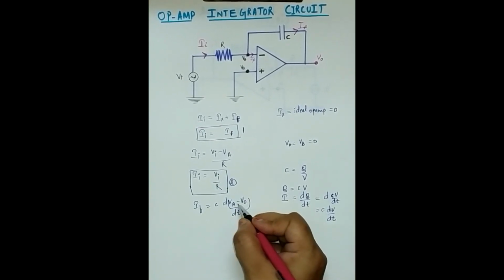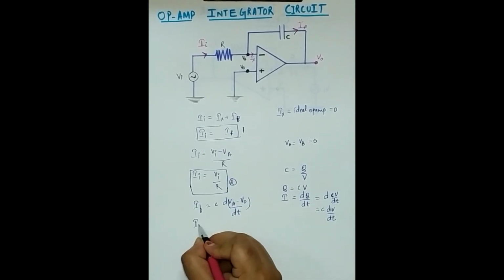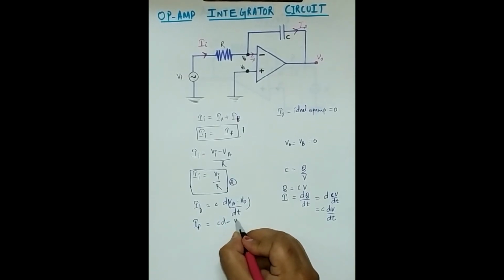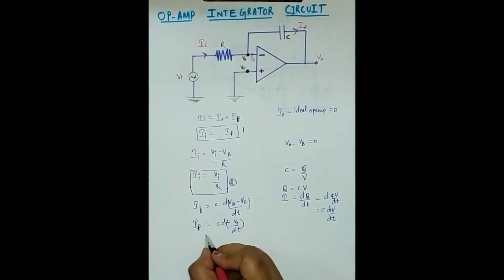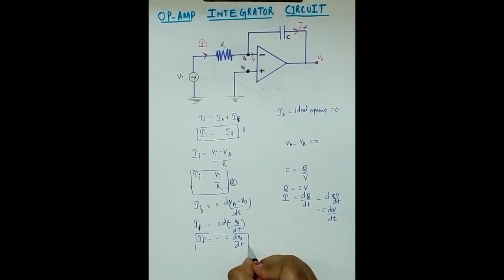Now again, what is the value of Va? It is 0. So IF equals C into 0 minus V0 by dt. We put this minus sign outside, so IF equals minus C into dV0 by dt. This will be my equation number 3.